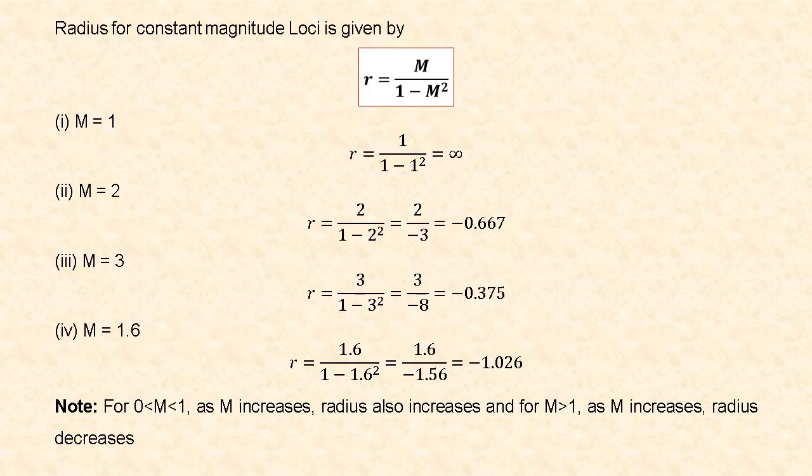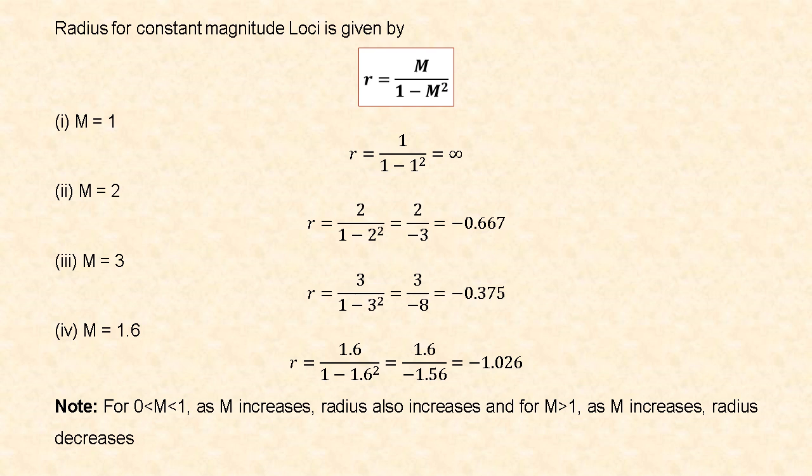Radius for constant magnitude loci is given by the formula R is equal to M divided by 1 minus M square. For M is equal to 1, we have R is equal to 1 by 1 minus 1 square, which is equal to 1 by 0, which is equal to infinity. Next, for M is equal to 2, we have R is equal to 2 by 1 minus 2 square, which is equal to 2 by minus 3, which is equal to minus 0.667. Next, for M is equal to 3, we have R is equal to 3 by 1 minus 3 square, which is equal to 3 by minus 8, which is equal to minus 0.375.